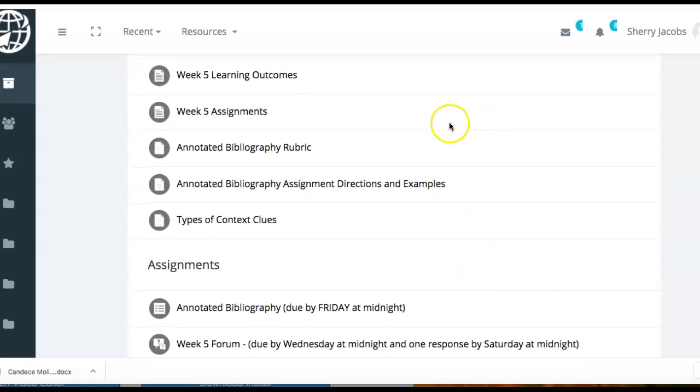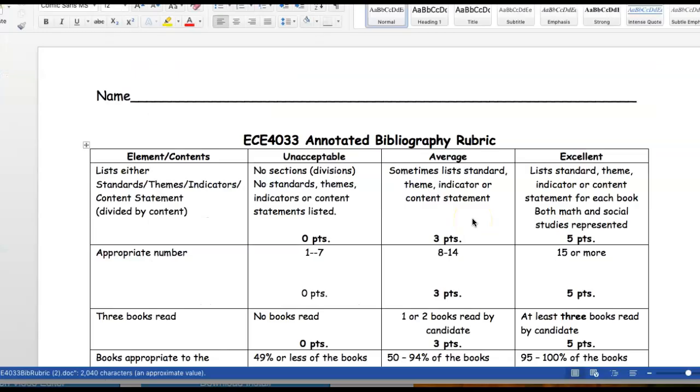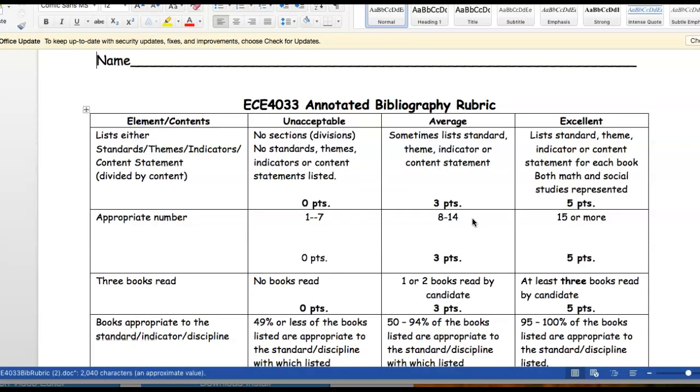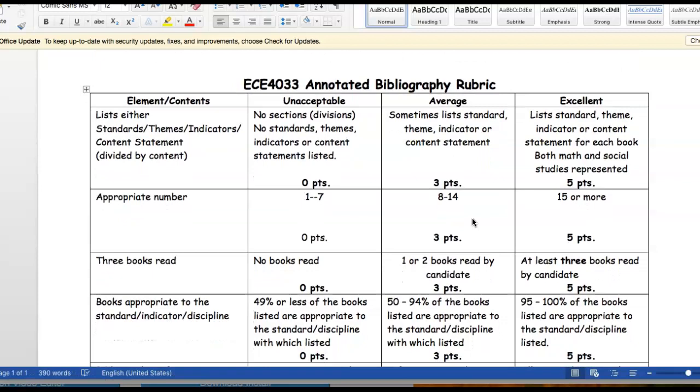So here are the resources. Here's the rubric for your annotated bibliography. Read this very carefully and keep it by you as you're creating your bibliography. The bibliography should reflect the grade levels and/or subjects that you will be getting your certification in.